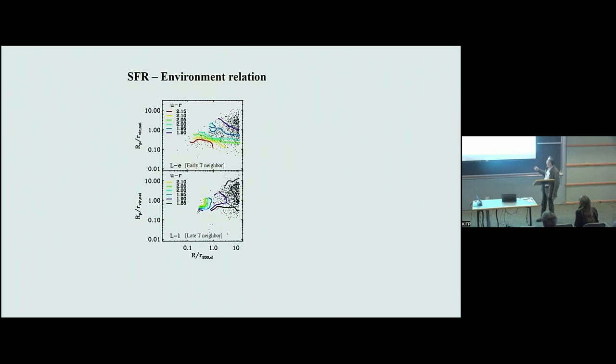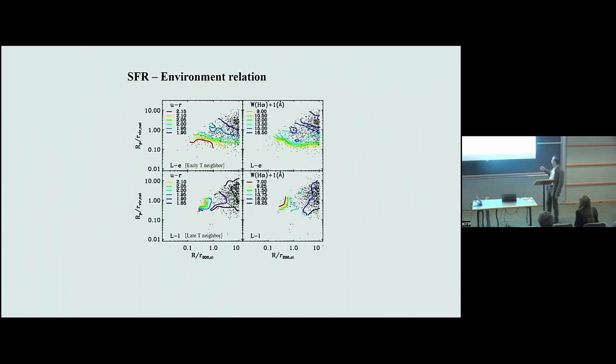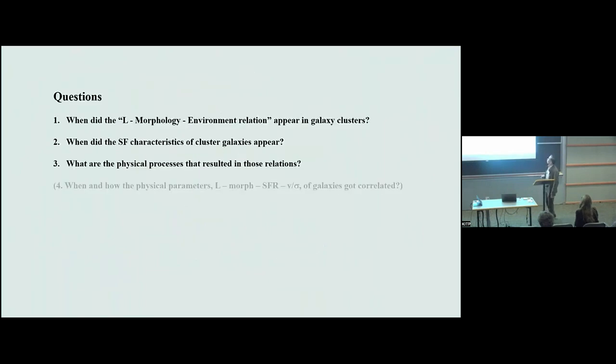And again, when the distance to the nearest neighbor is shorter than the virial radius of the neighbor galaxy, then you are strongly affected by the neighbor. And the direction is opposite depending on the morphological type of your neighbor. You see a similar dependence for the equivalent width of H alpha. Okay, so that's a short review of observational findings.